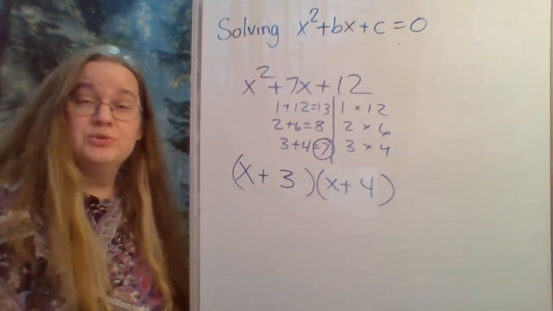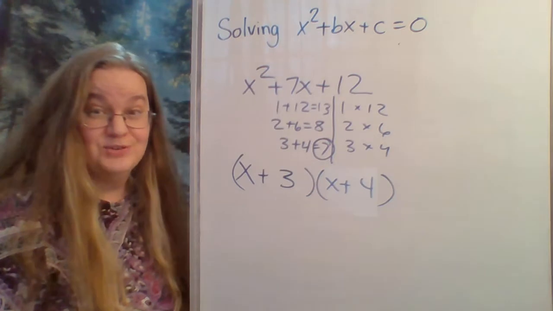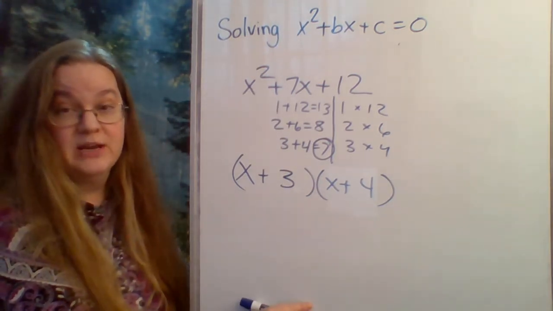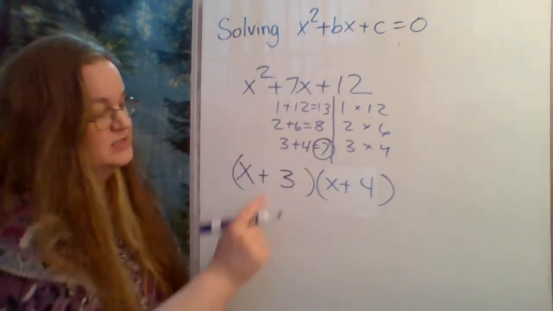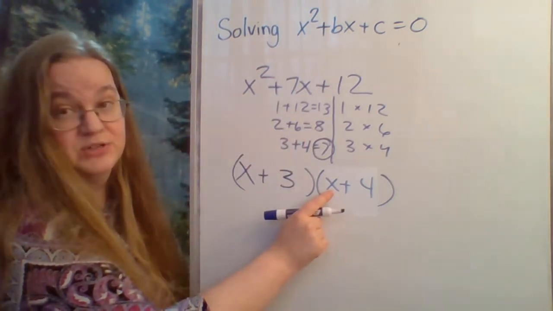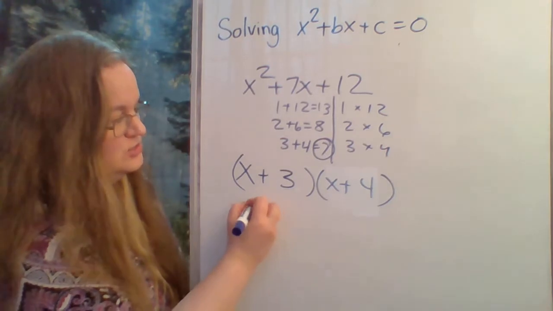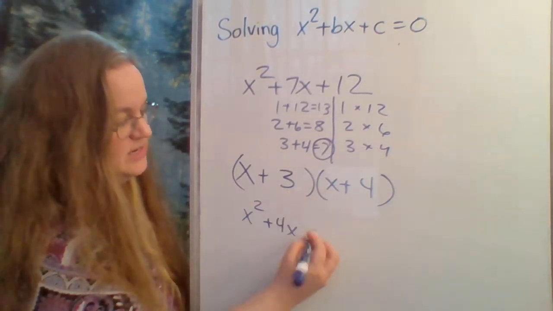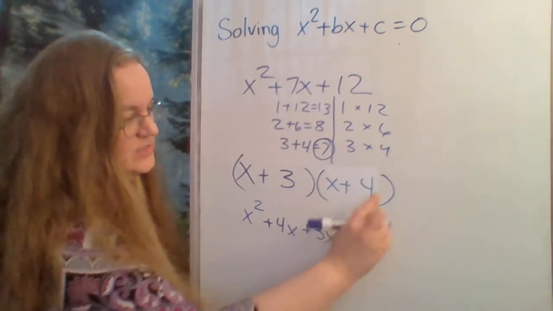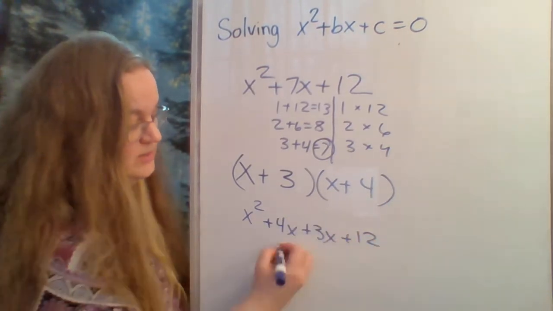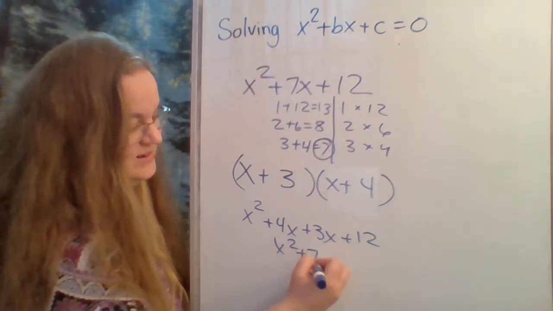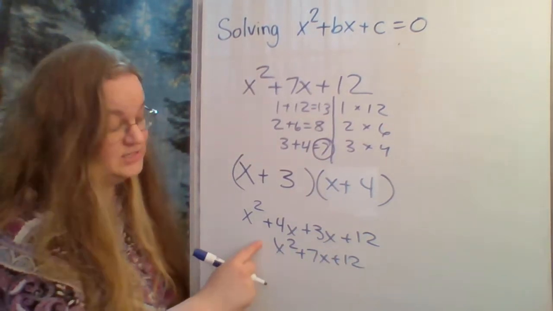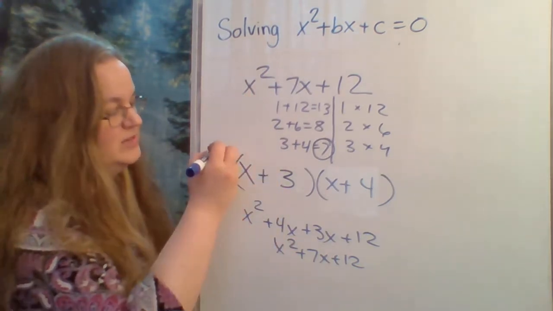Okay. You can always check if you're not sure you did it correctly by actually multiplying it back out to see if it comes out to this. So for instance, we can do our double distribution. x times x is x squared. x times 4 is 4x. 3 times x is 3x. And 3 times 4 is 12. And when I combine like terms, I end up with my 7x plus 12. Okay, so this does match here, which means I did it correctly.